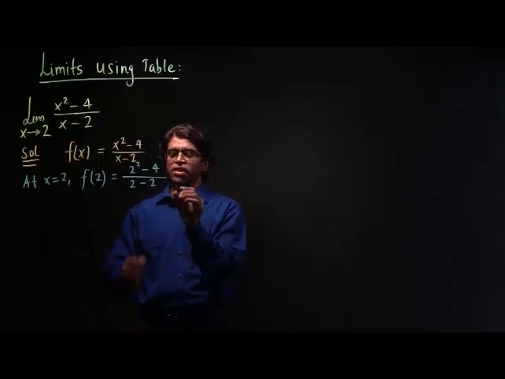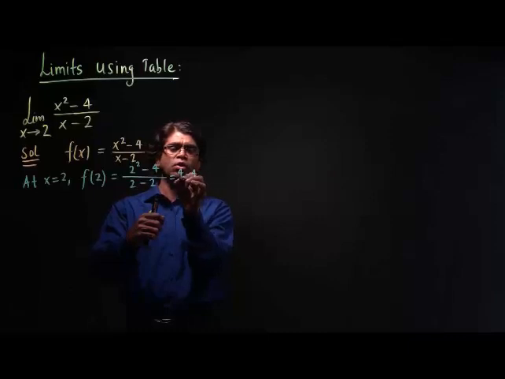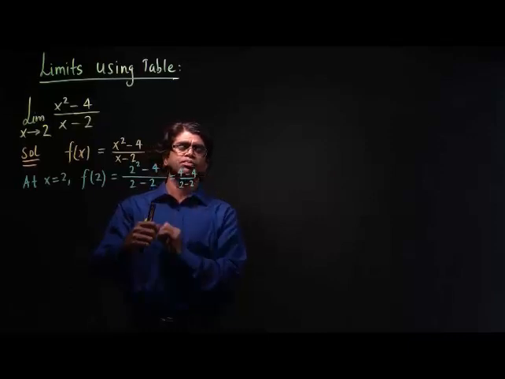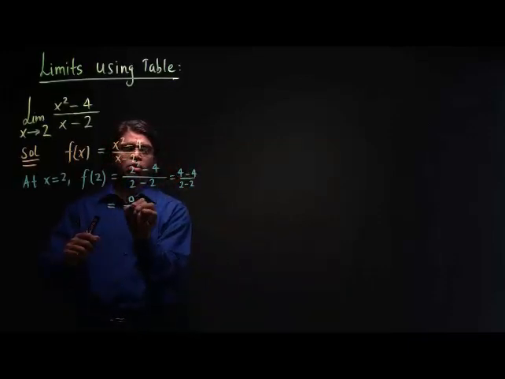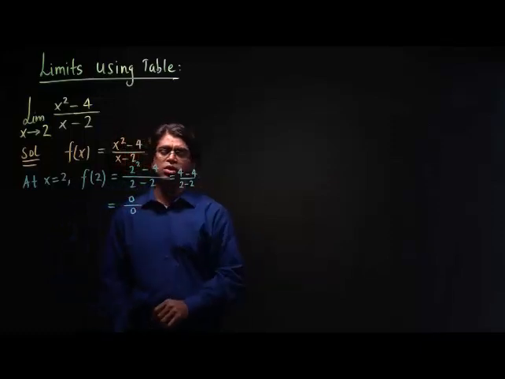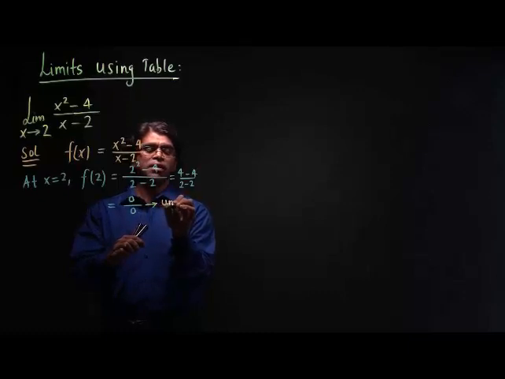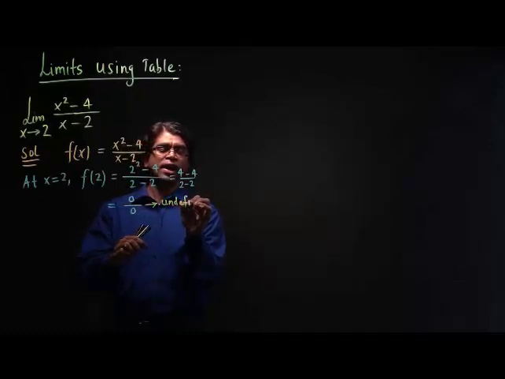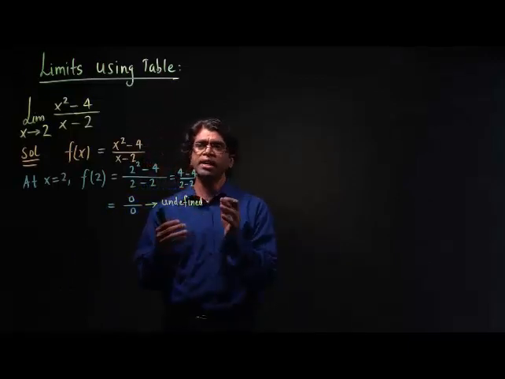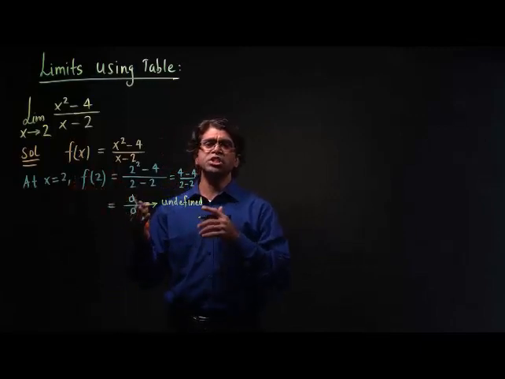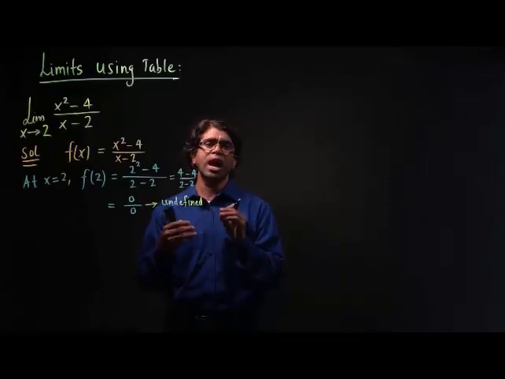If I simplify further, 2 squared is 4, so 4 minus 4 over 2 minus 2. We all know that 4 minus 4 is 0, over 0, because 2 minus 2 is also 0. So, as you can see, the function is undefined at x equals 2. Technically, this is a function which is not defined at x equals 2. But we need to find the limit of the function at x equals 2.